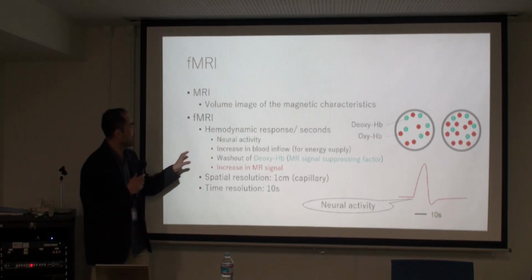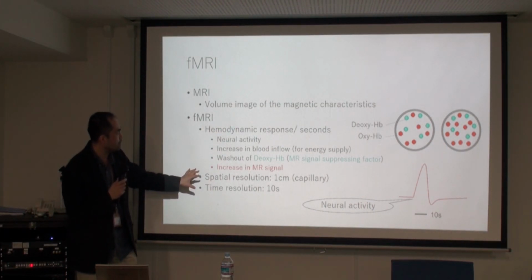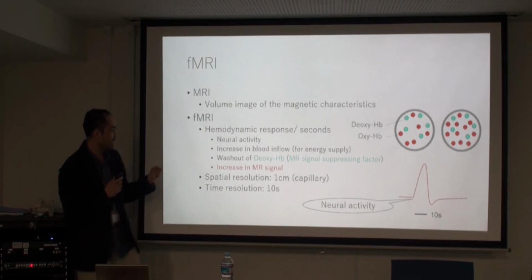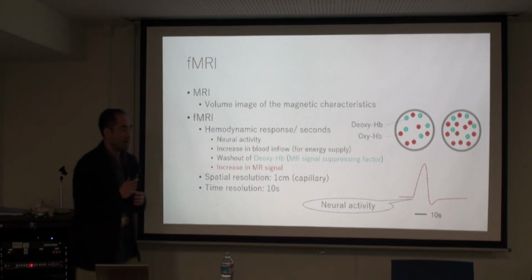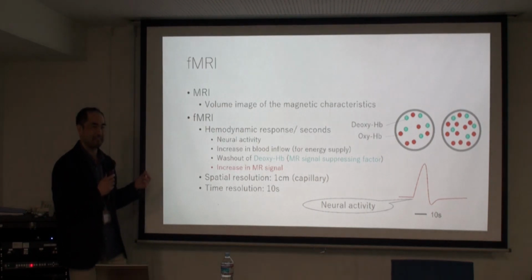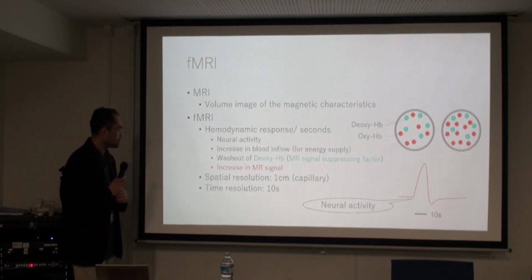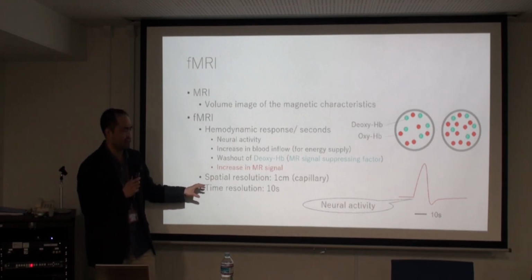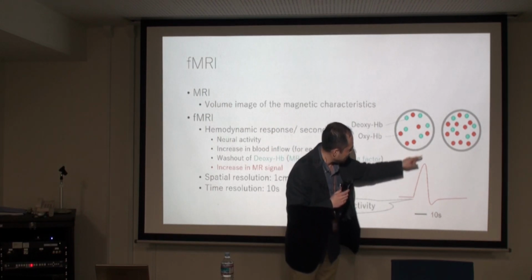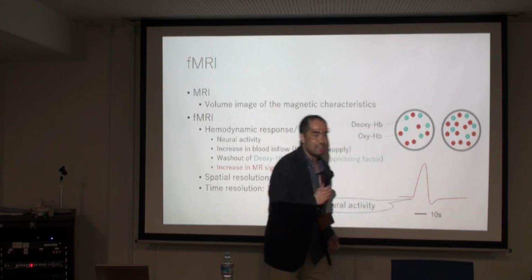That is why we can measure neural activity using this technique. The spatial resolution is not that high, although reliable. It's something like 1 centimeter. Some people say it can measure 1 millimeter, but I would doubt it because the signal comes from the capillary, not the neuron itself. And its time resolution is something like 10 seconds. When neural activity occurs, the signal goes up and goes down, and this mountain is like 10 seconds.